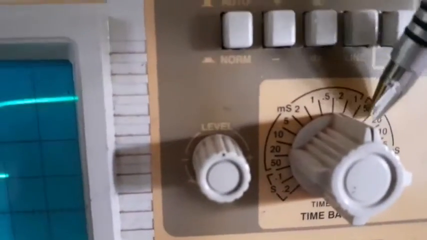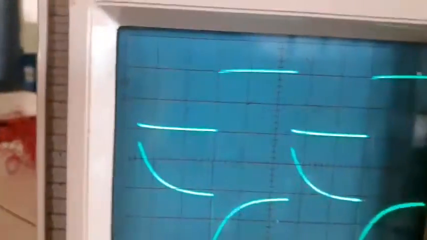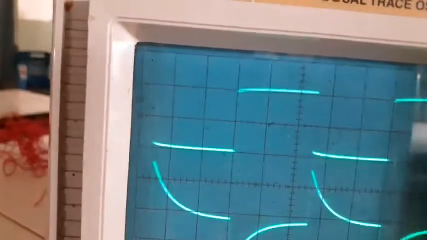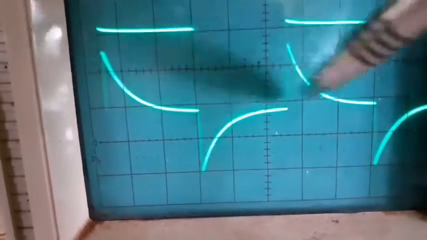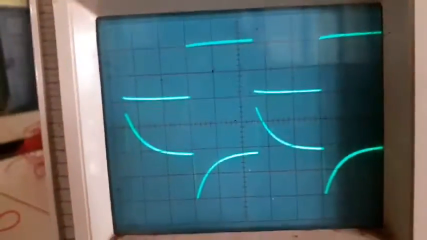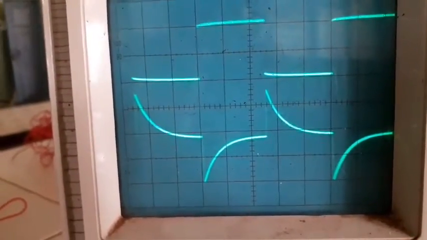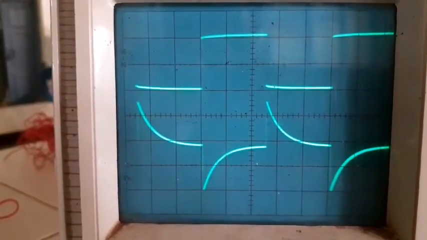5 divisions into, it is kept at 0.2. 0.2 into 5 becomes 1 millisecond. So our time period is 1 millisecond. So that is what we have set it for. 1 millisecond means the signal is of 1 kilohertz. And this is your output waveform. You can compare it with your manual. It is coming out exactly same, with respect to same time period. So this is about your differentiator.